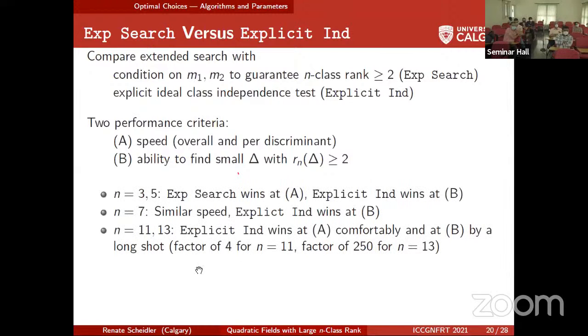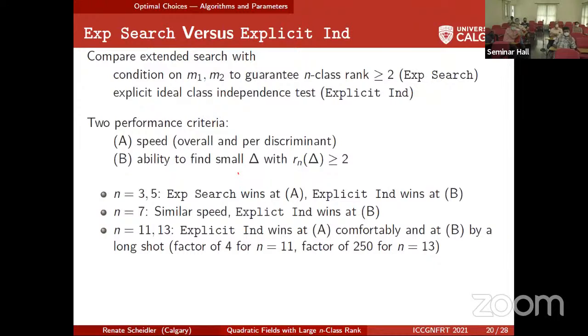And here's what we came up with. So for small n ranks, 3 and 5, the explicit condition works well and it wins out, but the independence test does better with small ideals. For n equals 7, they were comparable. You saw that in the figures. But then for the bigger n-class ranks, the 11 rank and the 13 rank, the version that uses the ideal class independence test, the group theoretic test, wins hands down in all criteria, both in speed and in ability to find small discriminants. And in fact, by a long shot, the smallest discriminant found by the independence test version over the other version was smaller by a factor of 4 for n equals 11 and smaller by a factor of 250 for n equals 13.